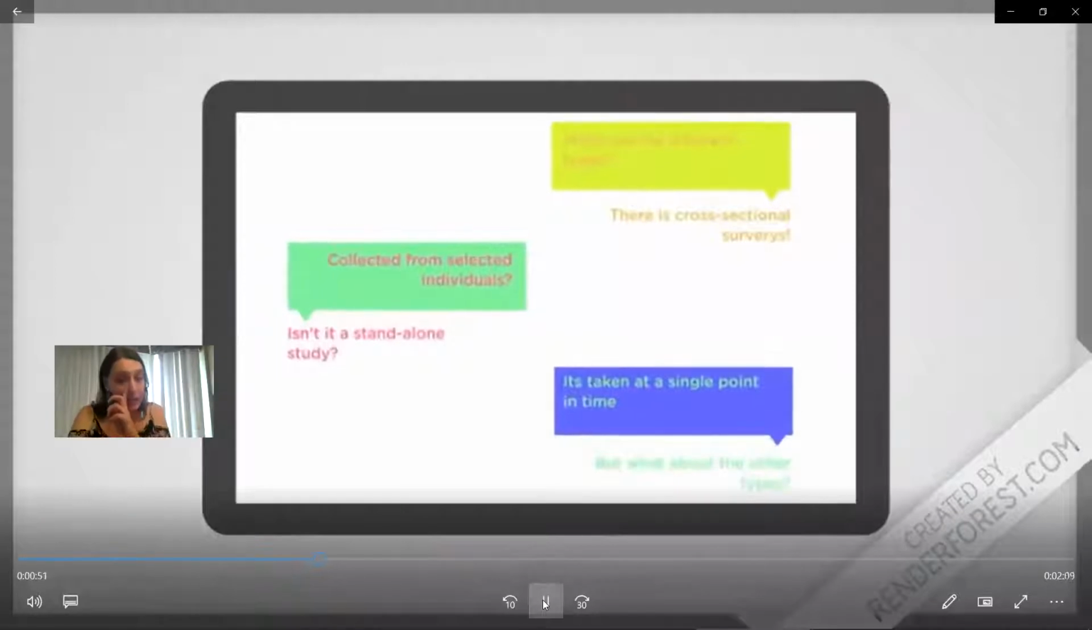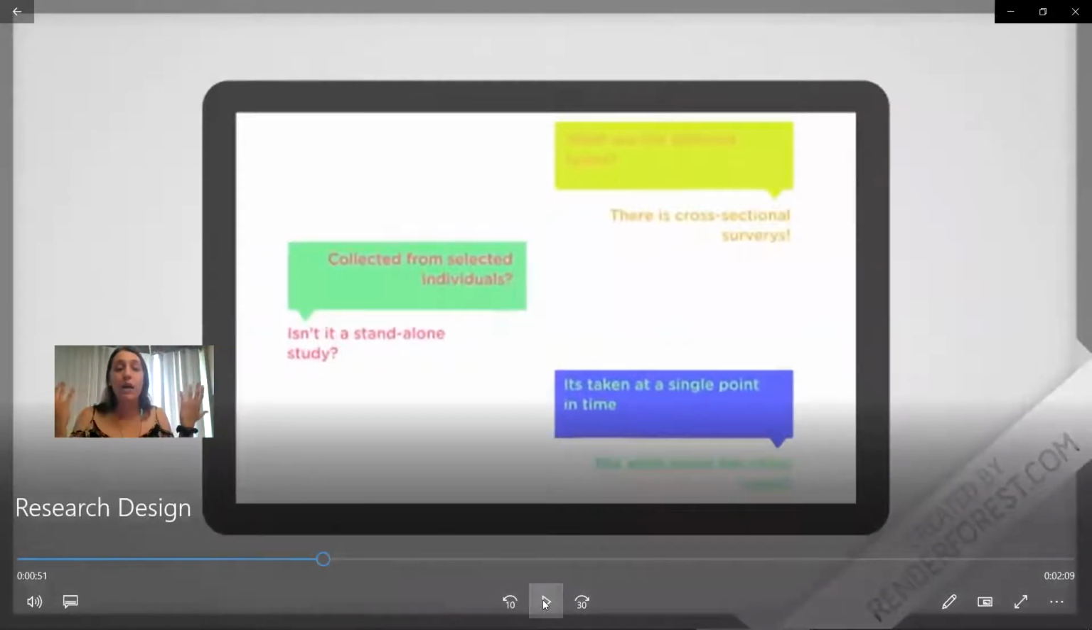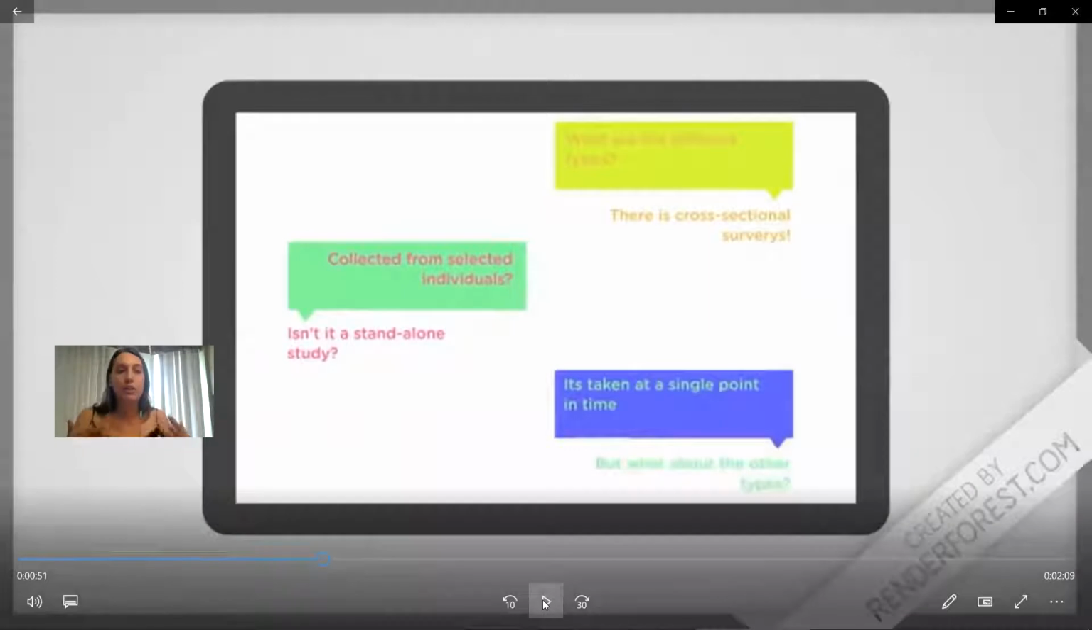So next, we're going to describe the two overall types of research that you can do in survey research. The first is called cross-sectional surveying. This is collected from selected individuals, and it's a standalone. Which means it's done at one single point in time, and after it's done and taken, that's it. There's not really much analyzing or critiquing or other formats happening inside of this survey. Sometimes this is pretty common.